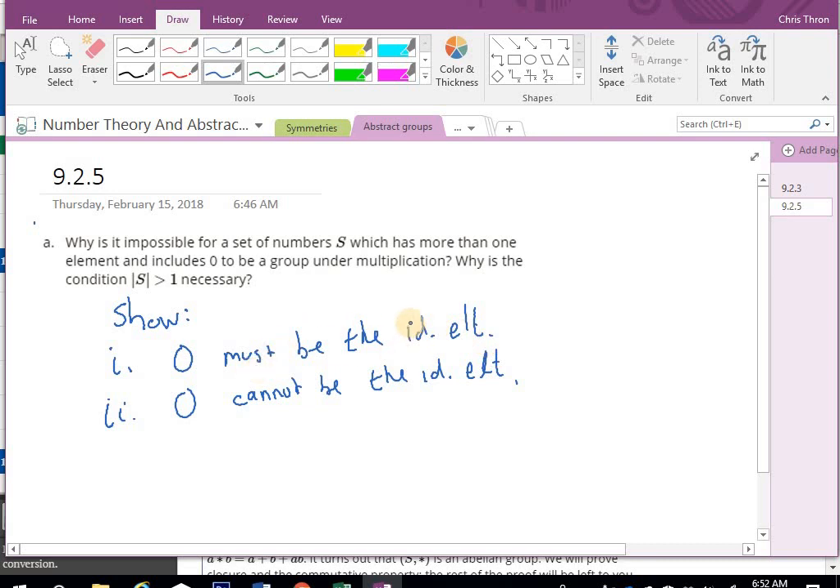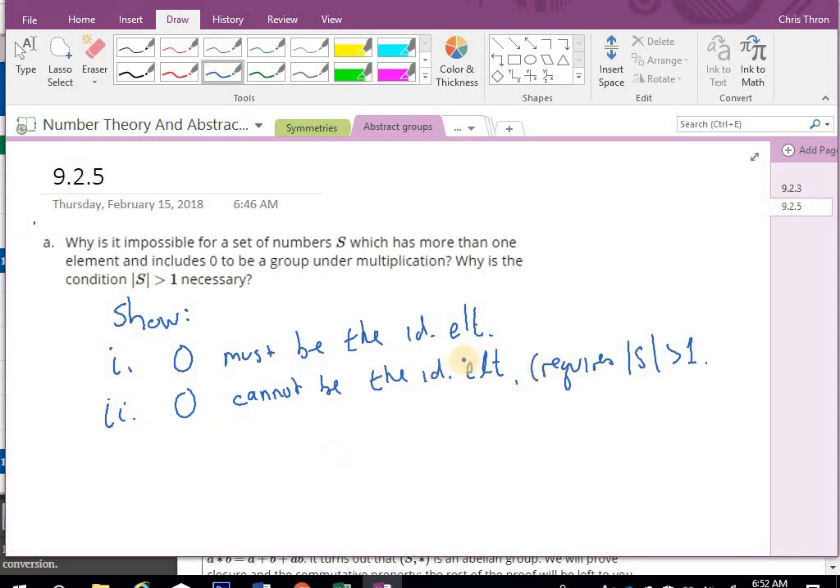Now, one is true no matter whether or not S has more than one element. The second one requires that S has more than one element. So you should think about what identity element means. Identity element means that the identity times any element is equal to that element. So think about those two conditions and show both of them. That will be sufficient to prove the result.